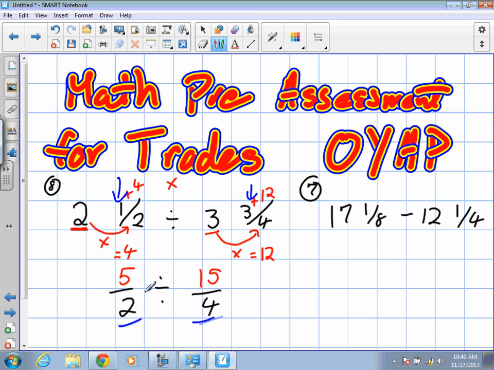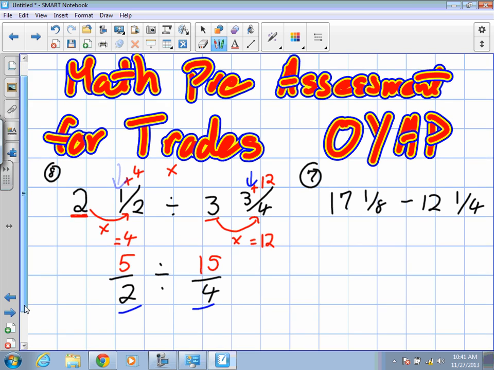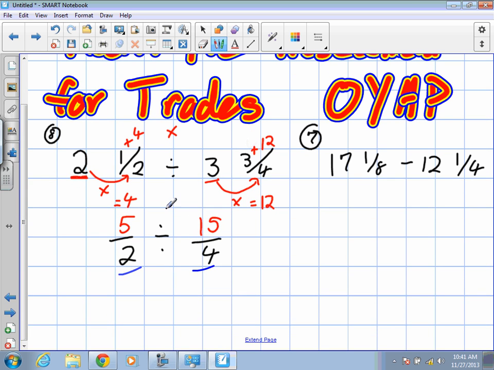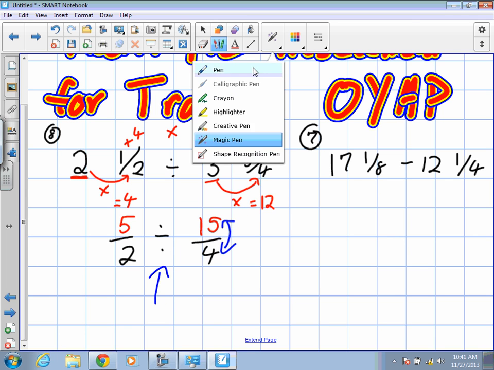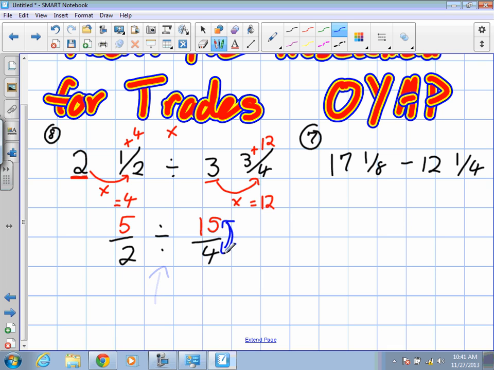So now it's a little easier to look at. What we're going to do is turn this division question into a multiplication question. So whenever it's division, we invert the second fraction, so we flip it, and then we multiply. Okay. So we're going to invert this fraction. So this question now is going to read, we'll put our equal signs here, 5 over 2, and we said we're going to change it to multiplication, so times, and this becomes 4 over 15.